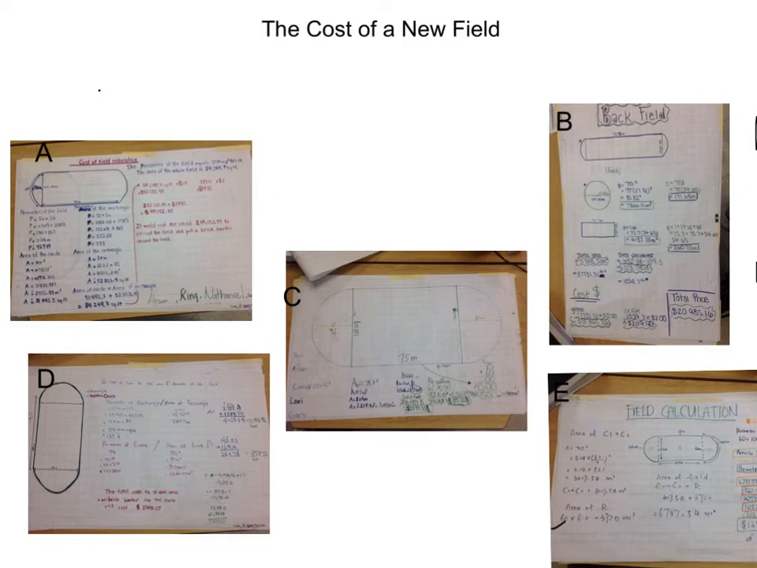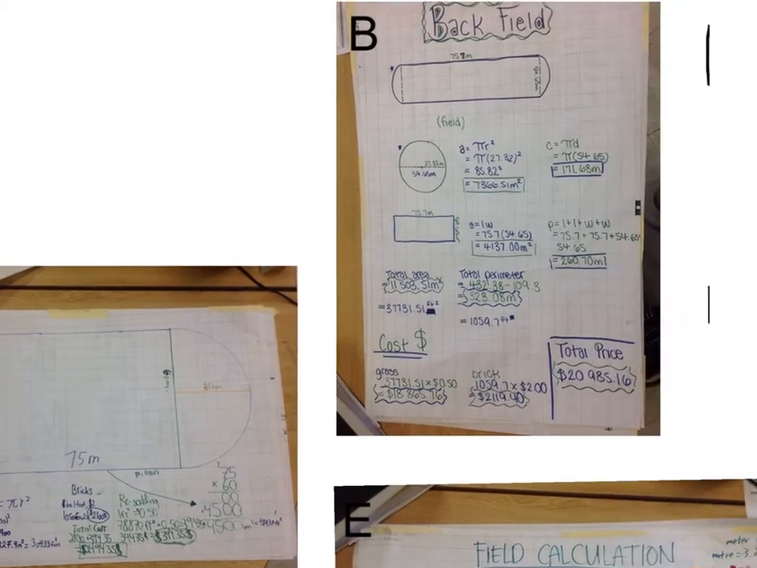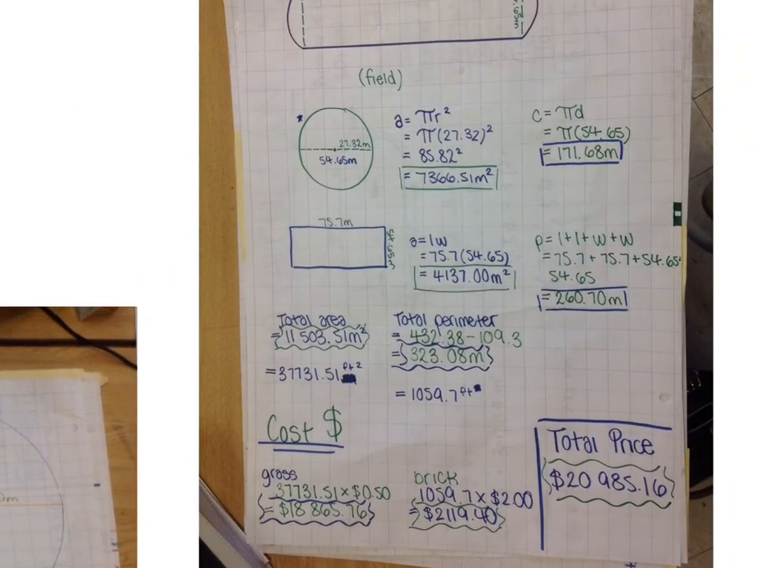Now, the first main strategy that I wanted you guys to look at was understanding that our field actually has multiple shapes within it. So if I take a look at Group B here, Group B did a very good job of showing that we have both a circle and a rectangle within this shape. So our field is essentially made of two half circles on either end and a rectangle in the middle.